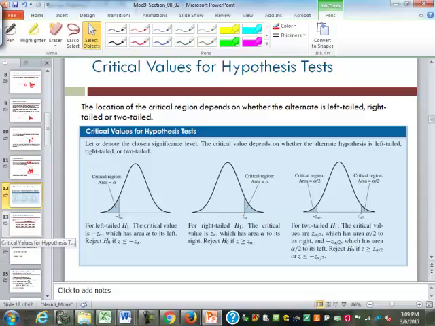The location of the critical region depends on whether the alternative is left, right, or two-tailed. So like we said, since the alternative H1 is saying the mean is greater than a certain value, then we're looking at an upper tail. Less than is a lower tail, and then, of course, two-tail would be not equal to.